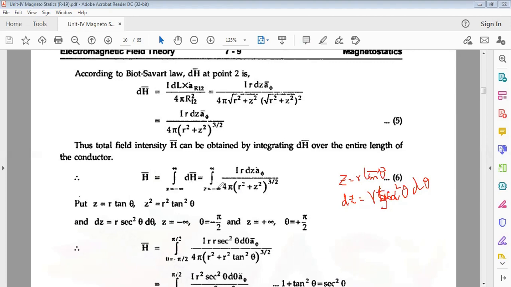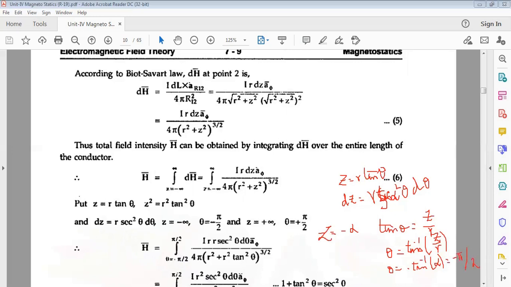Now here the integral values of Z, we are converting into theta values. So change Z to theta. When Z is equal to minus infinity, what is the theta value? Tan theta is equal to Z by R, so theta is equal to tan inverse of Z by R. What is Z here? Minus infinity. The tan inverse of minus theta is minus tan theta, so minus tan inverse of infinity becomes minus pi by 2.